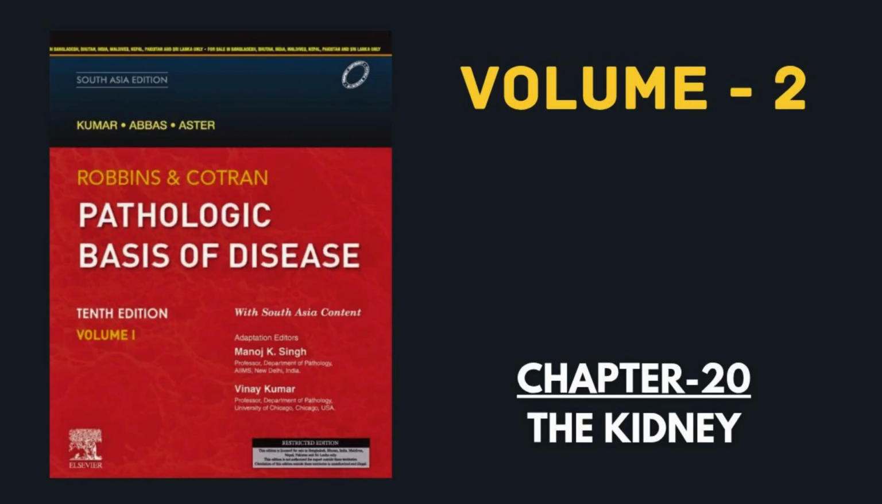It creates a duplication of the GBM, or what we famously call the tram track appearance when you use special stains like PAS or silver. The capillary wall looks like it's split into two parallel tracks because that mesangial cell has squeezed itself in between. Seeing that is pathognomonic for type I MPGN.